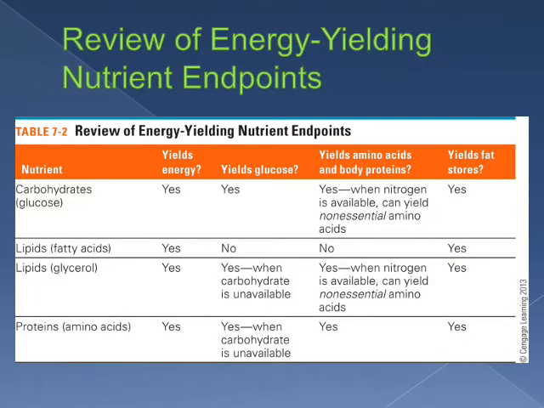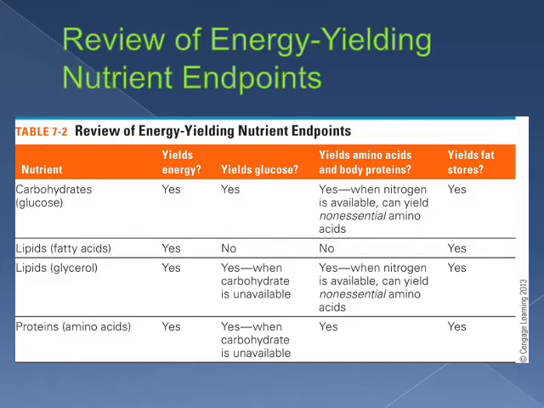This is a summary chart. If you look to the left, you see the nutrients. Remember, the end products of digestion are glucose, fatty acids, glycerol, and amino acids, and those are the ones that are absorbed. So those are the 4 compounds that enter the energy pathways. They all yield energy or calories.